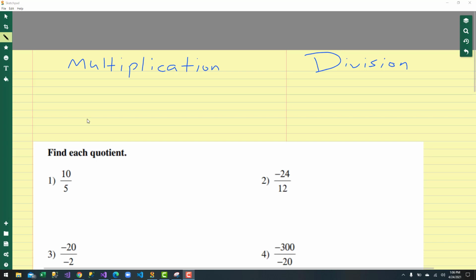This is Professor Manish Narayan, and today we're going to solve multiplying and dividing integers. I have a couple of rules here. For multiplication, if you follow these rules, you can't go wrong.